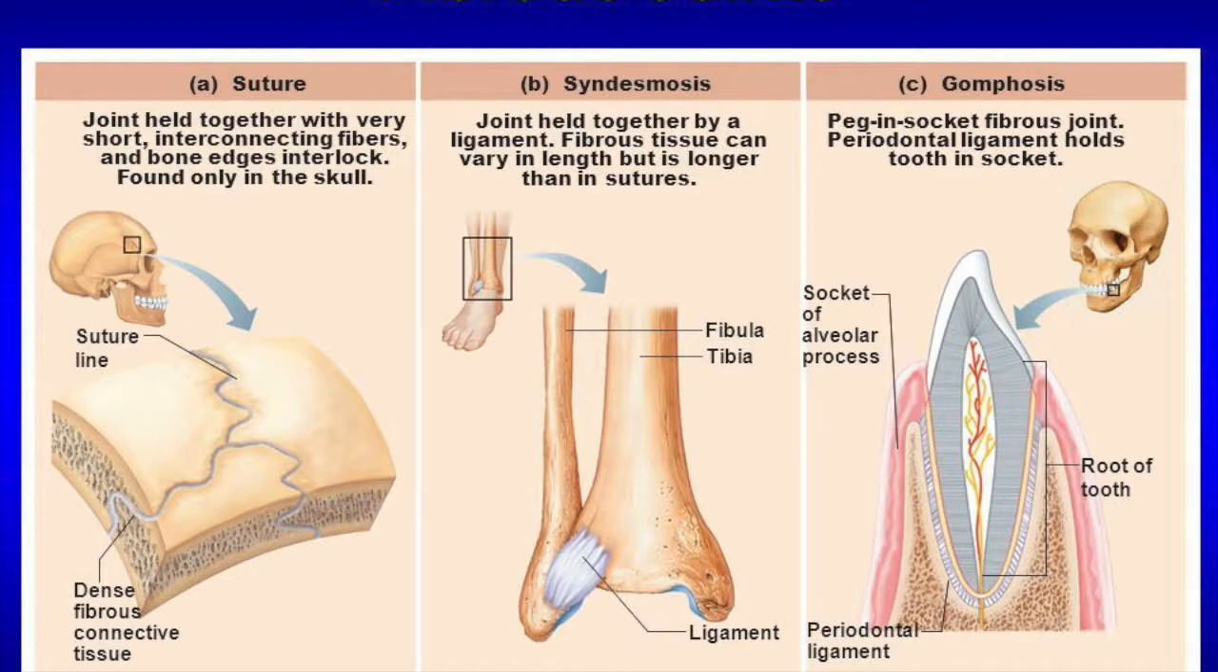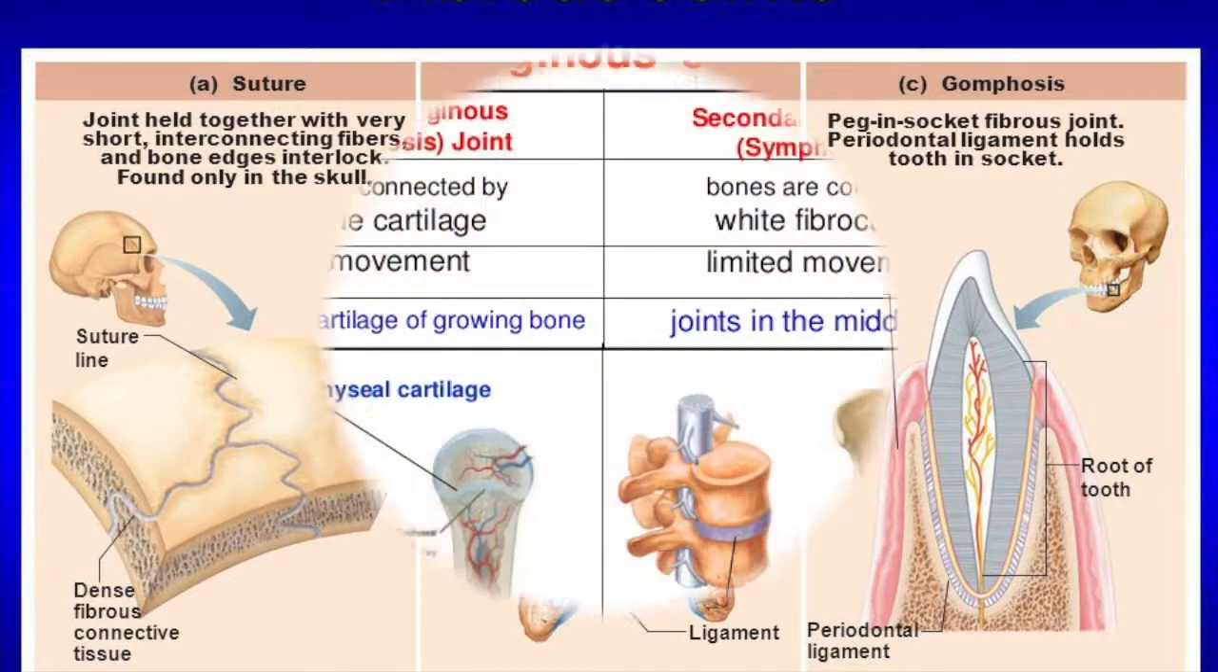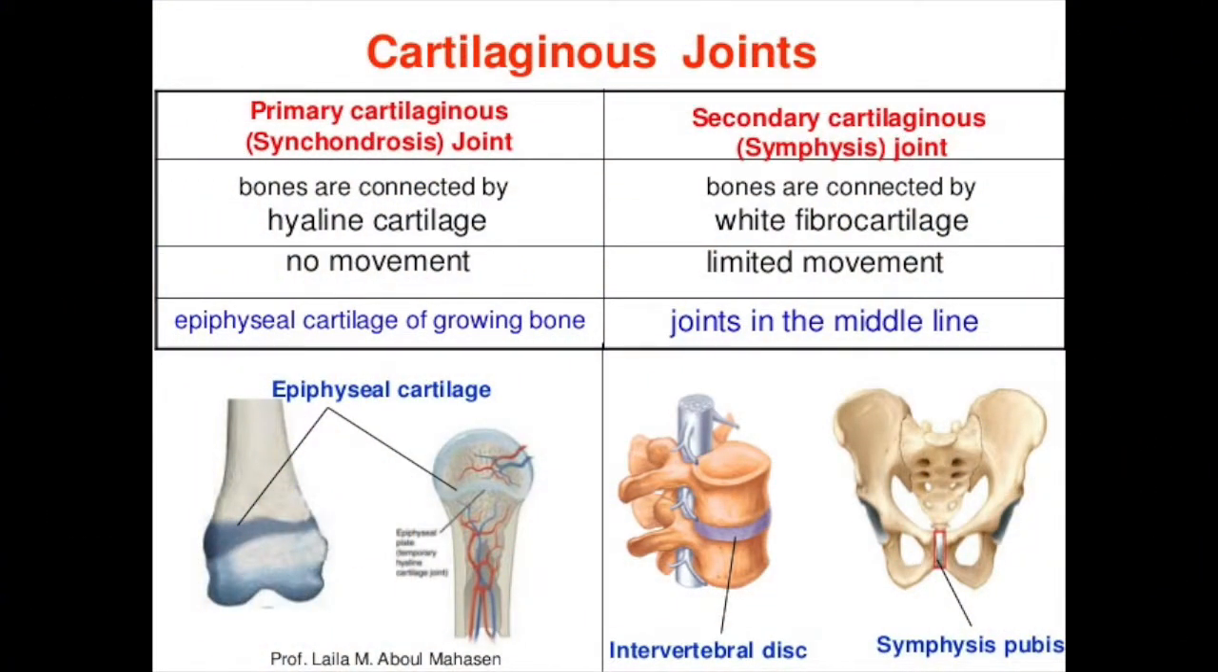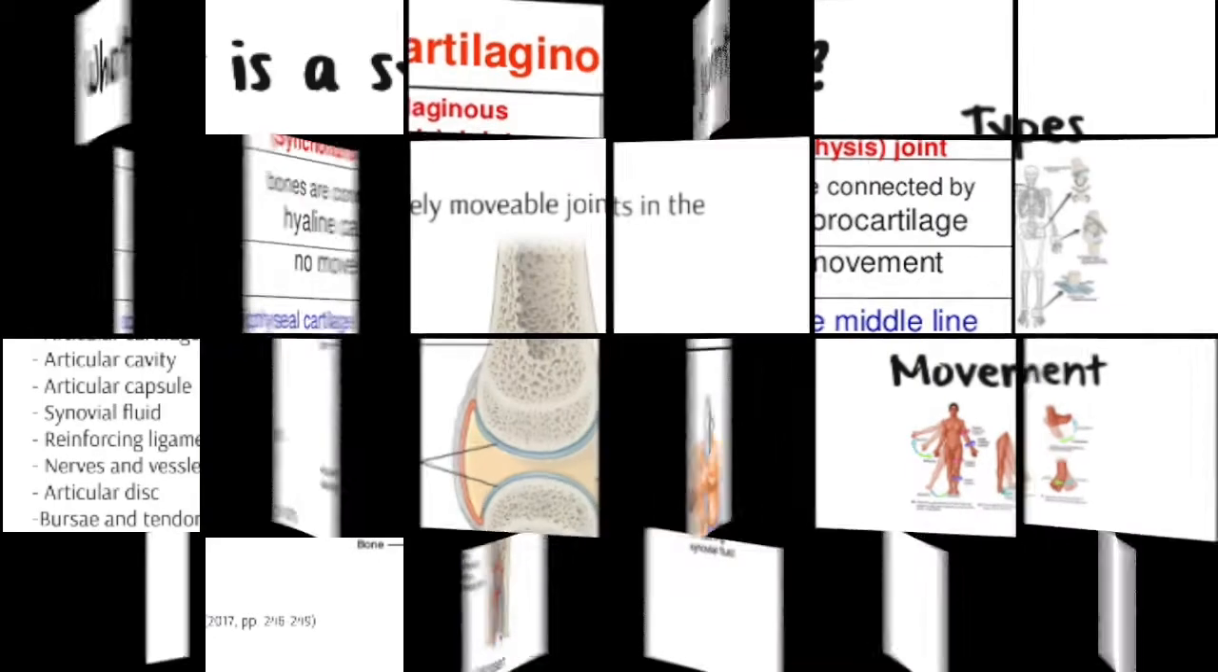Fibrous joints. The fibrous joints are immovable joints that are held together by fibrous tissue, such as the sutures between the cranial bones found in the skull. Cartilaginous joints. The bones are connected by hyaline cartilage, as in the costal cartilage that joins the ribs to the sternum, or fibrocartilage, as in the intervertebral disc. Cartilaginous joints tend to be slightly movable.